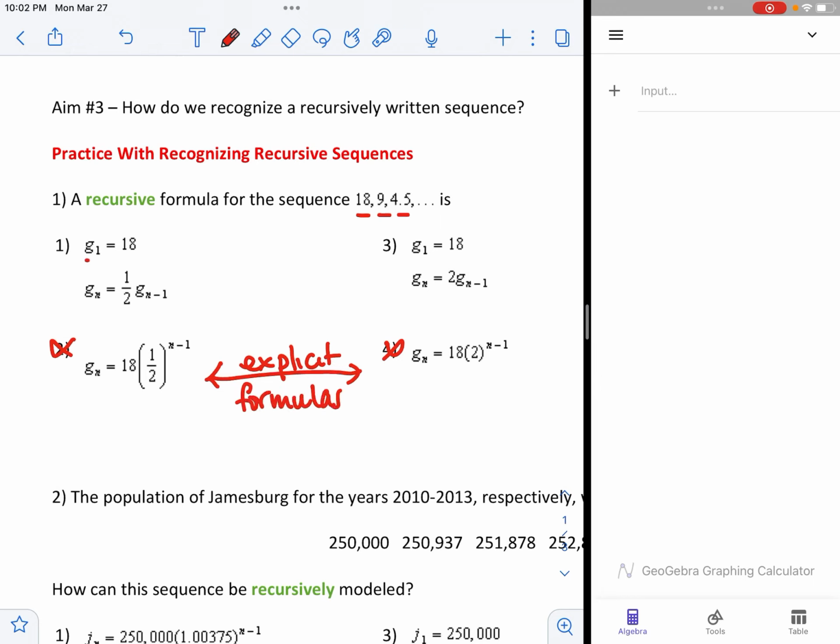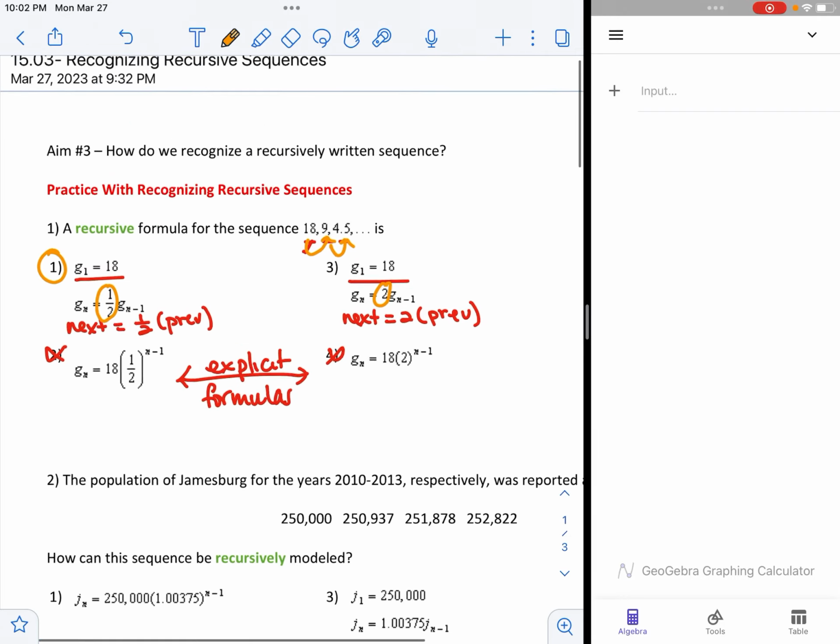Choices 1 and 2 both give you that the first term is 18, which is true. One of them says that the next would be equal to 1/2 times the previous. The other one says that the next would equal 2 times the previous. So looking at the sequence, to get from one term to the next, 18 to 9, 9 to 4.5, it should be obvious that you're multiplying by a half. When you're multiplying by a fraction less than 1, the sequence is going to be going down. If you're multiplying by a number greater than 1, it's going to be increasing.